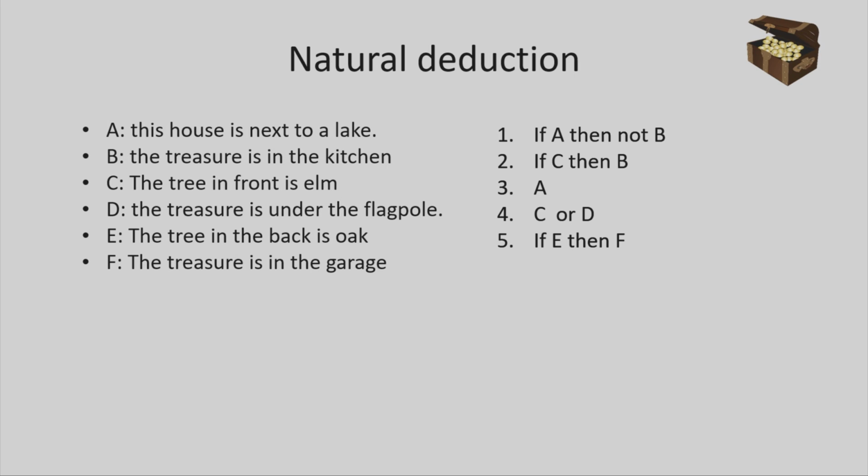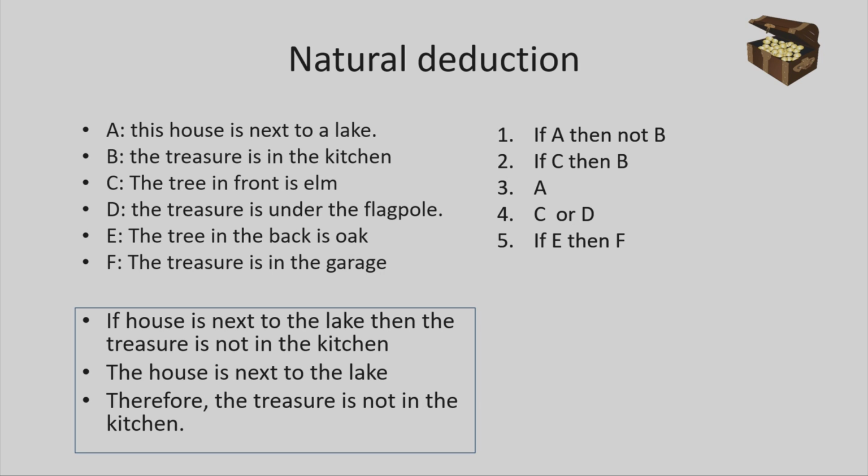Can we get something more out of the fact that the house is next to the lake? We know that if the house is next to the lake, then the treasure is not in the kitchen. Well, since we do know that it is next to the lake, we can just go ahead and infer that the treasure is not in the kitchen. No use for digging out the floors. We learned something. We learned one place where the treasure is not.